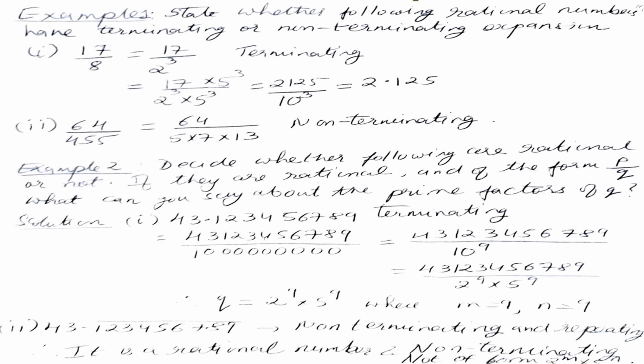Next one is 43.123456789 with a bar. So it has a non-terminating and repeating decimal expansion, since it cannot be written in the form of 2 raised to m into 5 raised to n. So this is an example of a non-terminating and repeating decimal expansion.